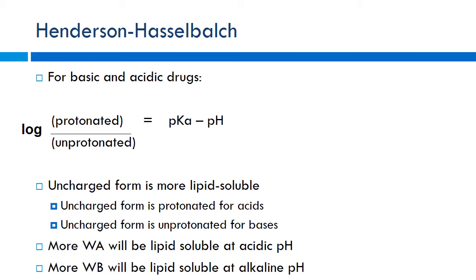So in this case, I mentioned the uncharged form is going to be much more lipid soluble. That means the uncharged form for acids is going to be protonated, and the uncharged form for bases is going to be unprotonated. Okay, and that means more weak acids end up being lipid soluble in acidic pHs. More weak bases are going to be more lipid soluble at alkaline pHs. So again, something like aspirin, do you think it'd be better absorbed in, say, the stomach versus the small intestine? What do you think?